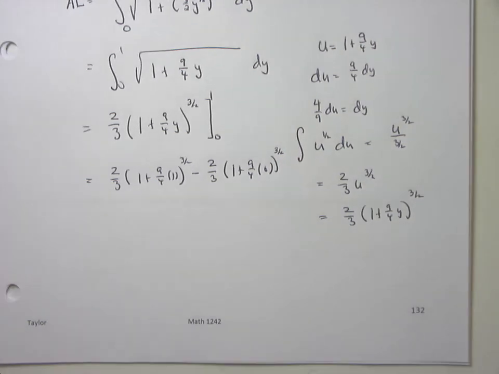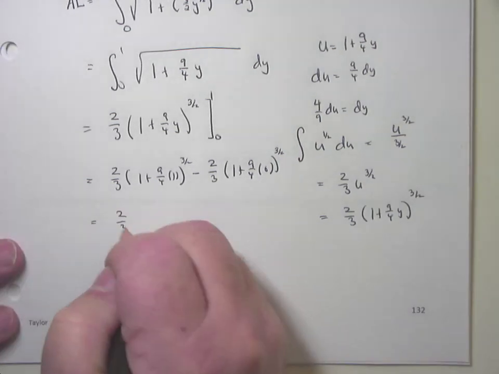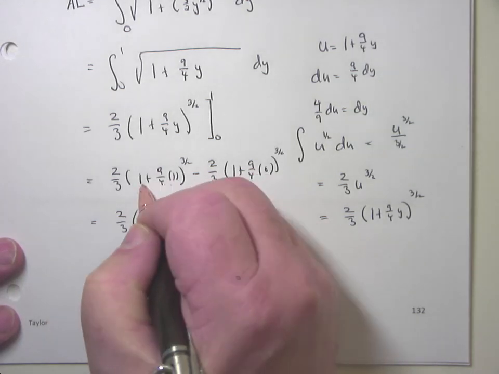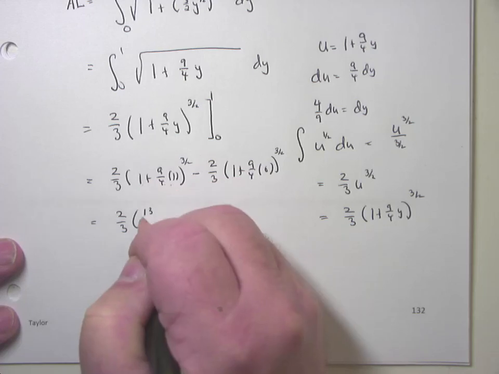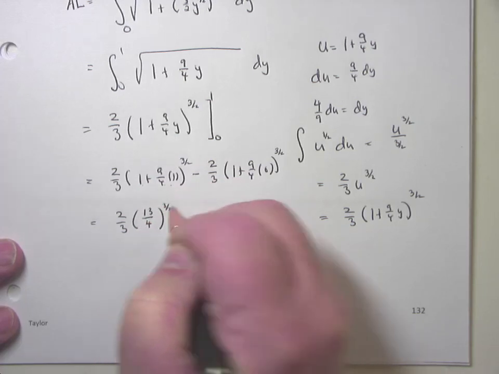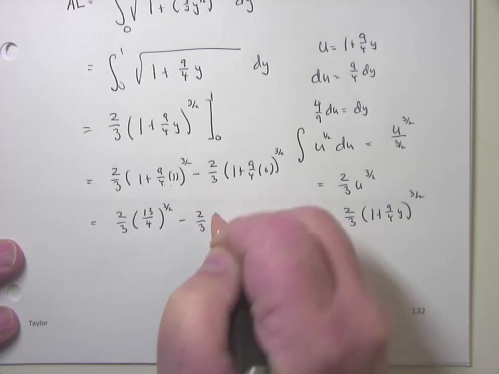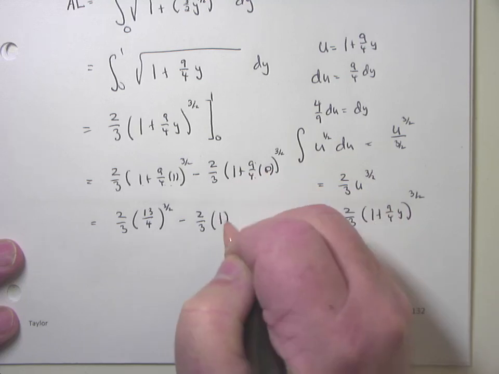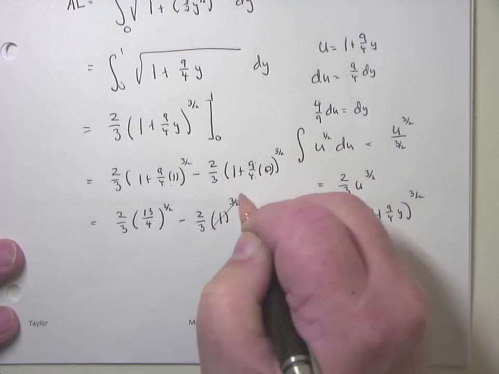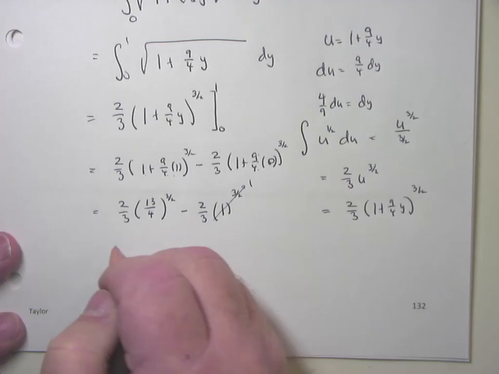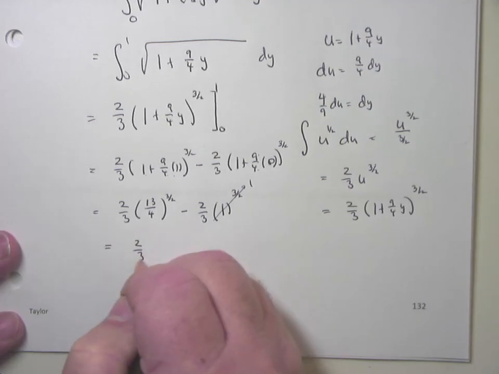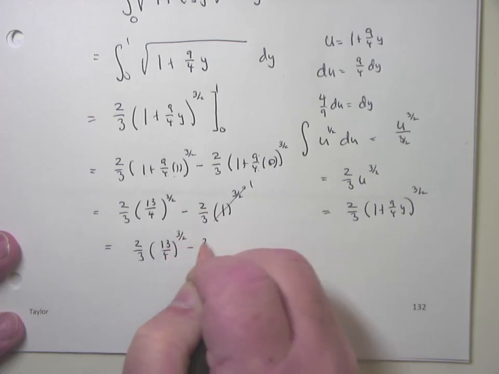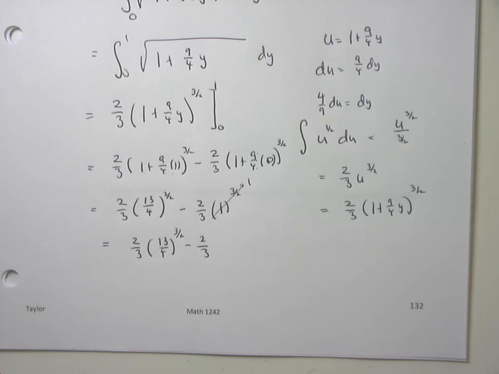So I'm going to clean these guys up. This is equal to 2/3 times, well, 9/4 times 1 is 9/4. 9/4 plus 1, 1 is 4/4. That would make it 13/4, raised to the 3/2 power, minus 2/3 times, 9/4 times 0 is 0. 0 plus 1 is 1 to the 3/2 power. And 1 to the 3/2 power is nothing but 1. So we'll end up getting the answer 2/3 times 13/4 to the 3/2 power minus 2/3. Does that make sense?